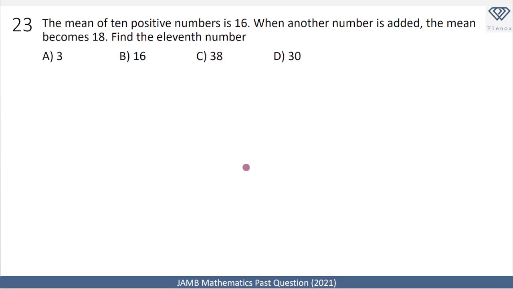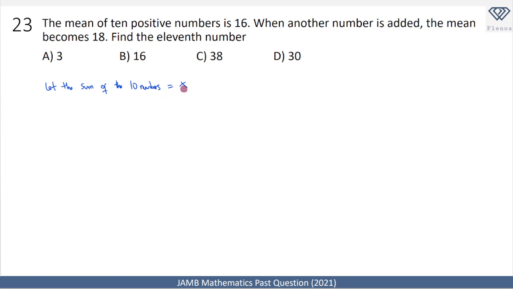Moving on to the next question, we're told that the mean of 10 positive numbers is 16. When another number is added, the mean becomes 18. Find the 11th number. So to solve this question, let's assume that we'll say let the sum of the 10 numbers be equal to x.